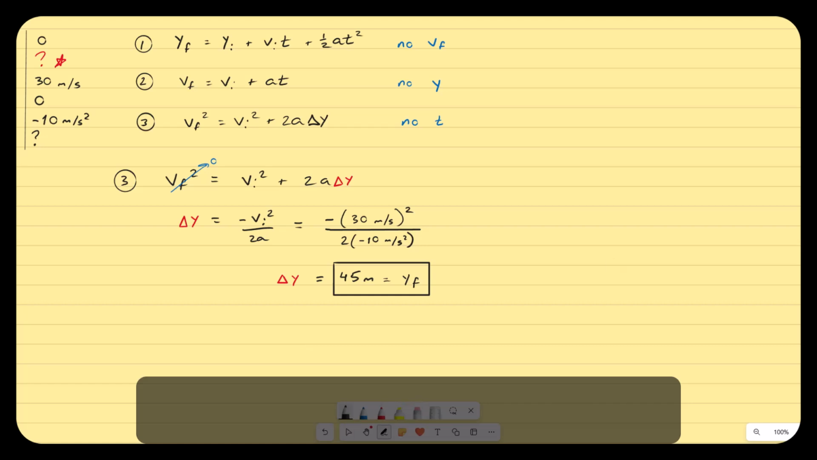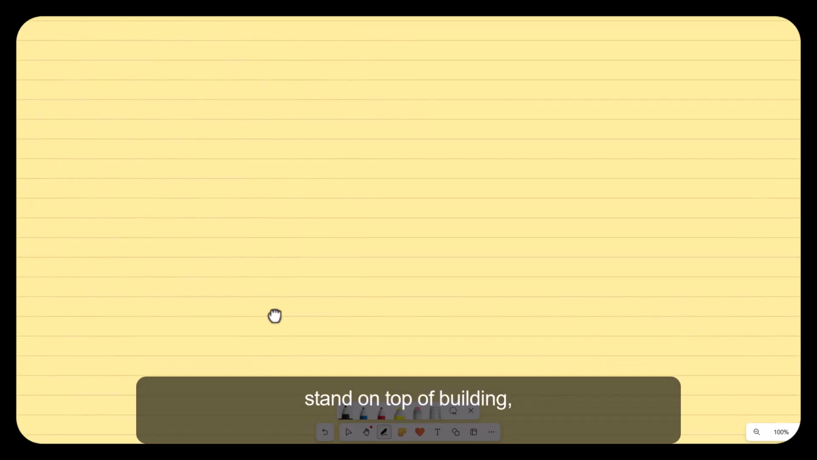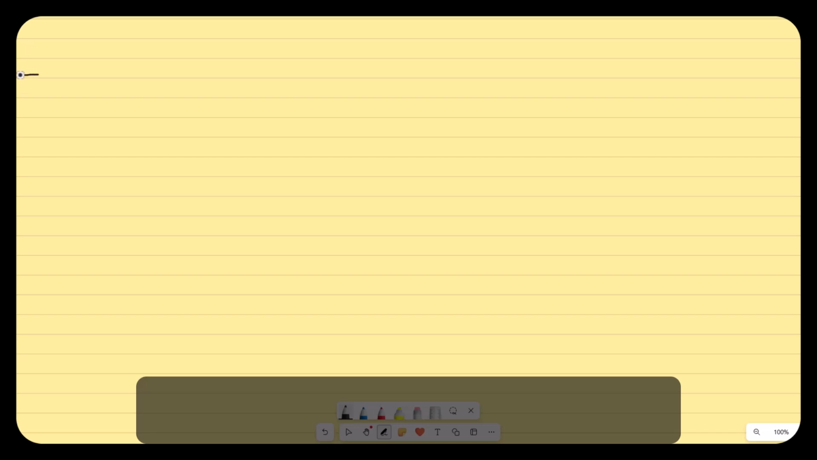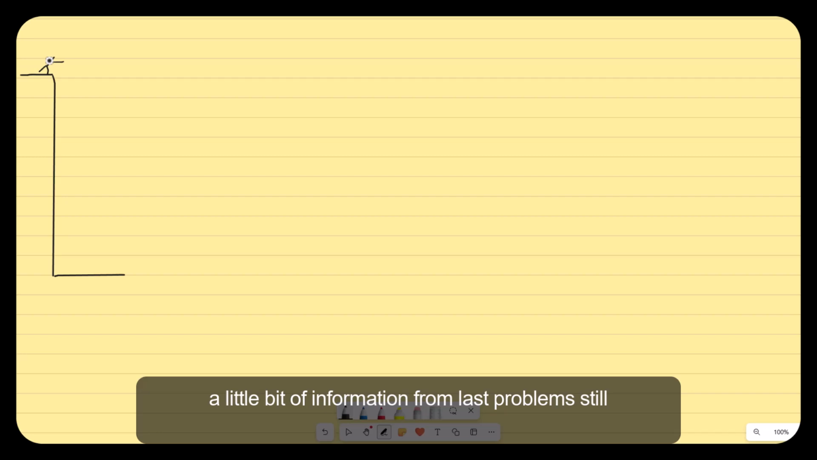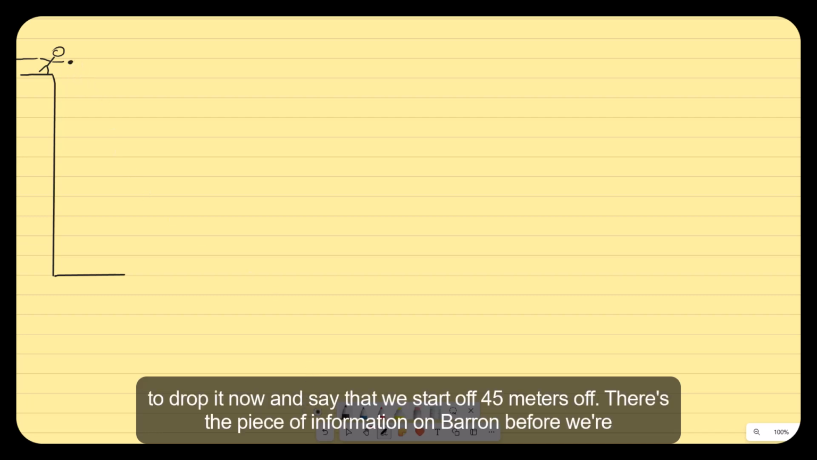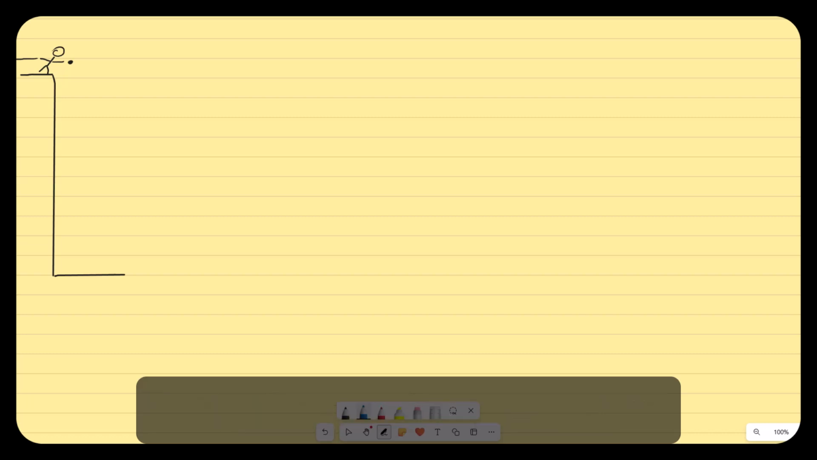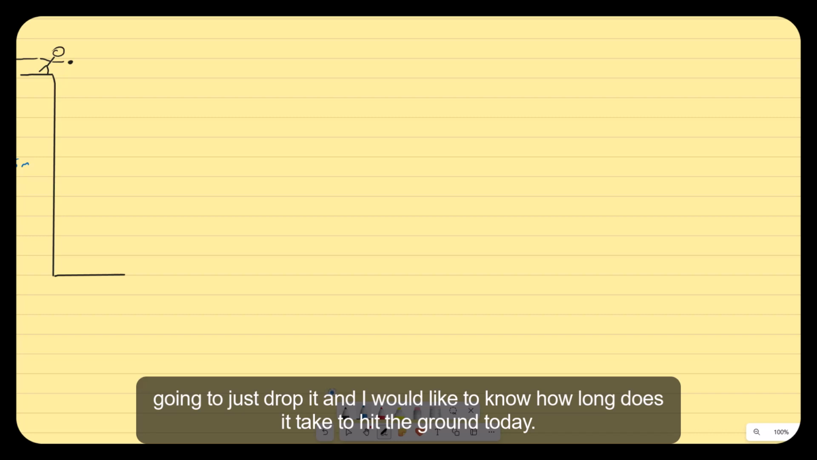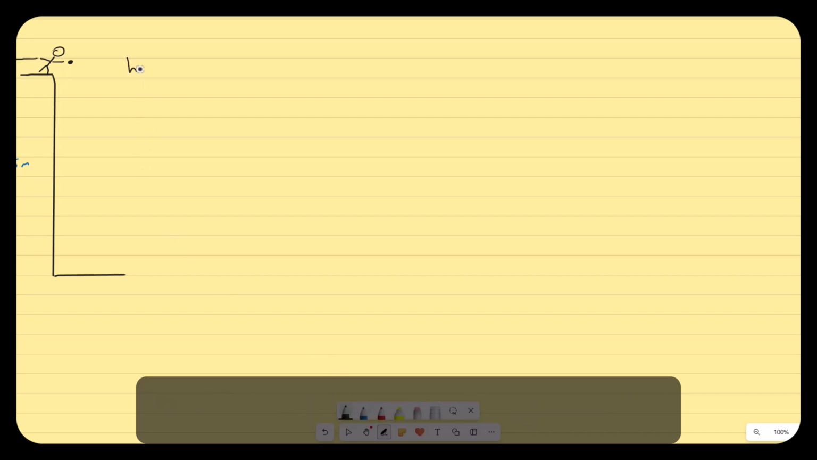One more example. Maybe I would like to know if I stand on top of a building, and I'm actually going to use a little bit of information from this last problem. So I'm still holding onto a rope so I don't fall. I'm going to take a ball and I'm going to drop it now. I'm going to say that we start off 45 meters up. There's the piece of information I'm borrowing from before. We're going to just drop it, and I would like to know, how long does it take to hit the ground?